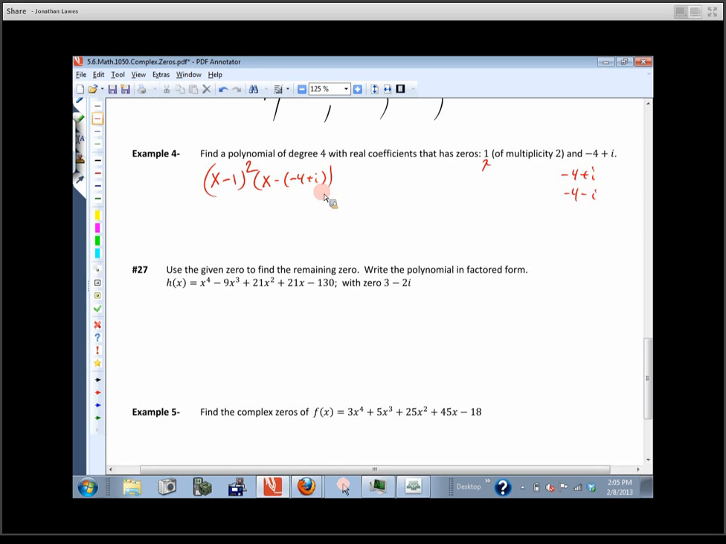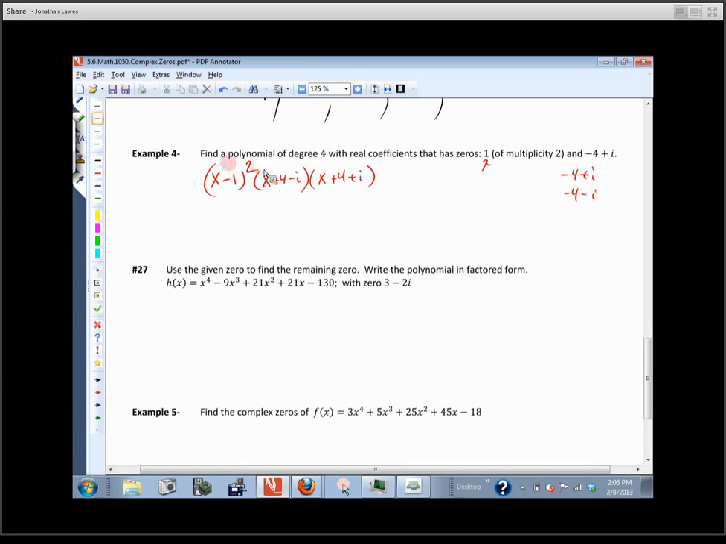Now, I'm going to rewrite this. I'm going to erase this in just a second. If I subtract a negative, what do I get? A positive. And if I subtract a positive, I get a negative. So I'm going to rewrite this as plus 4 minus i. And the other one would be minus a minus 4 plus 4 minus a minus i plus i. Now, take a good look at this. These should still look kind of like conjugates. x plus 4 minus i and x plus 4 plus i.